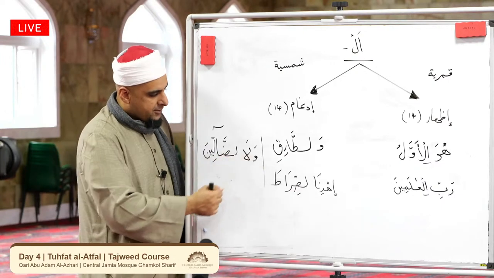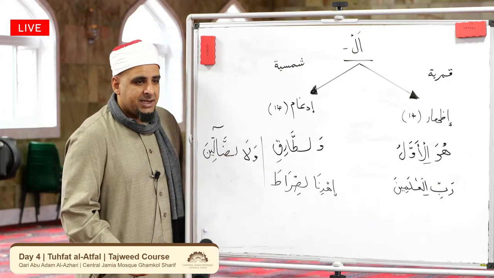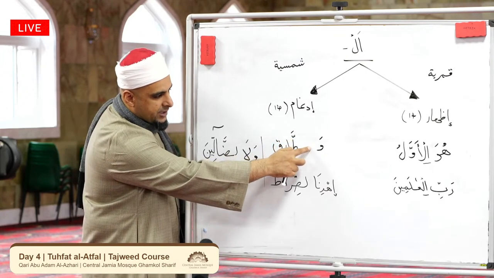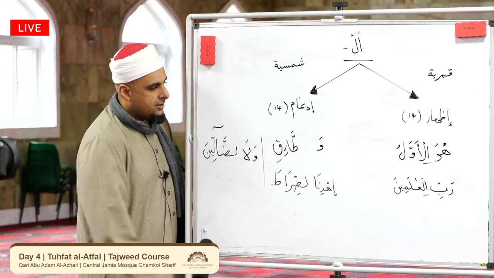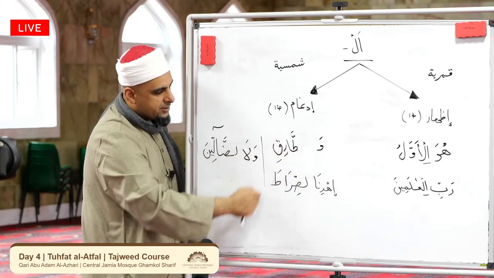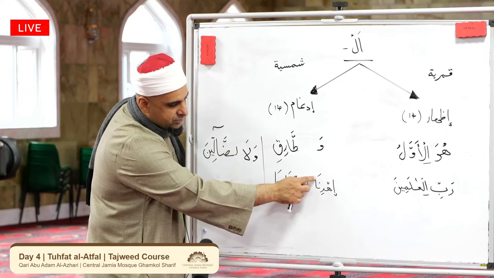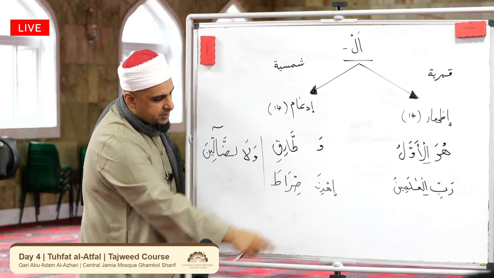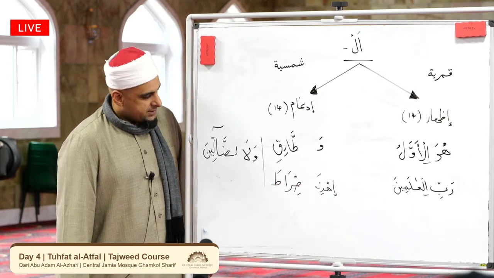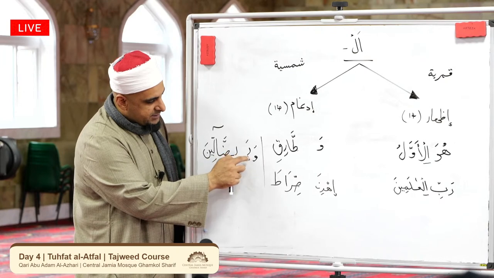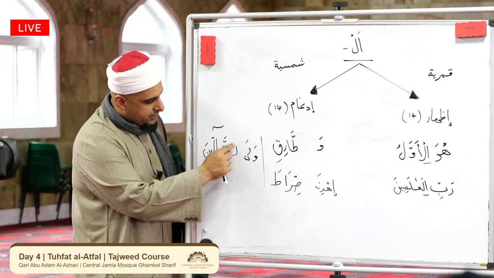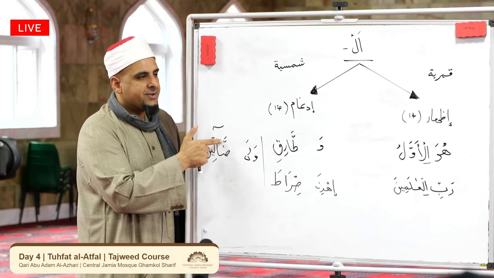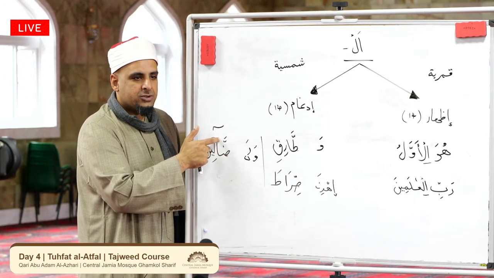So these all drop. Okay. Then the Lam is Sakin anyway. Lam is Sakin, so you're not going to read that. This Lam is going to go into the Ta. Becomes Wat Tariq. Ihdi, this Noon drops. The Lam, we're not reading. Becomes what? Ihdi Nas. Here, this Lam disappears. So wala, this disappears. Hence why the letter Dad has a Shadda on top of it. Remember the Shadda I talked about?